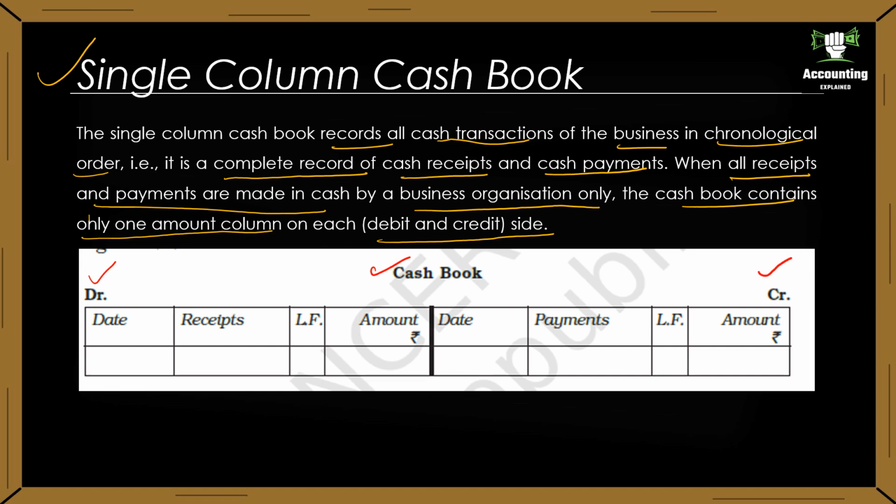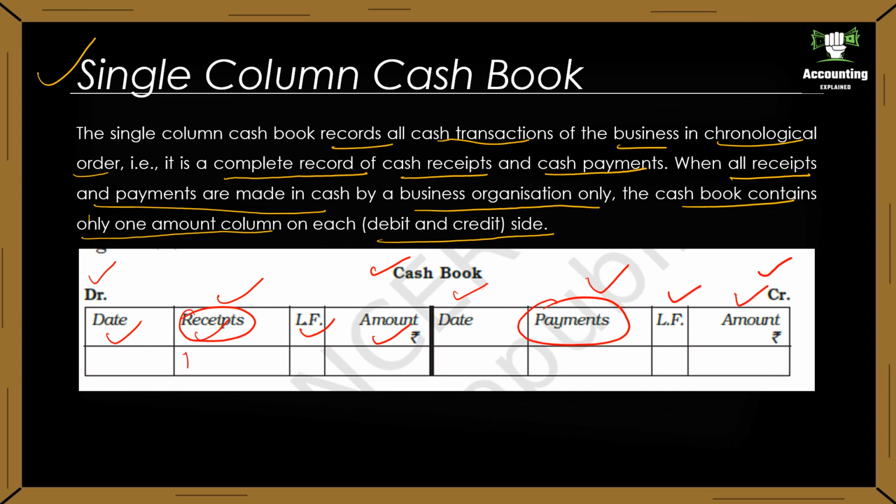You will have 4 columns on the left side: date, receipts, ledger folio, amount. It is similar to the ledger account, where instead of receipts you write particulars. In cash book you are writing receipts. And on the right side, the same thing is maintained: date, payments, ledger folio and amount.